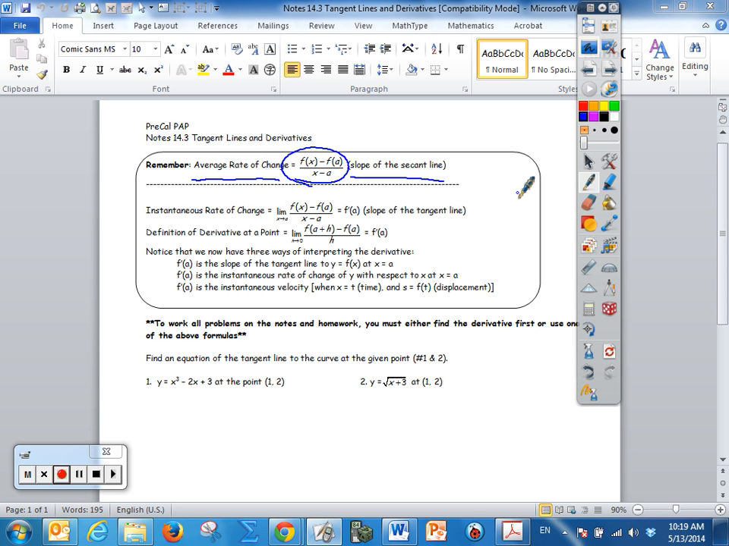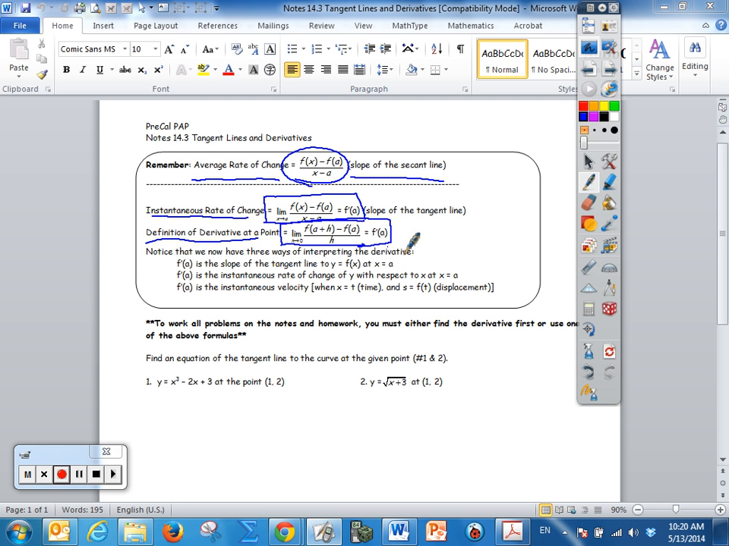There are many uses for the derivative. I've listed a few down here. We'll talk about them in just a second, but let's talk about these two concepts, instantaneous rate of change and the definition of the derivative at a point. These are two formulas. This is the definition of the derivative, and this is the alternative form of the definition of the derivative. Either one of them will find you what you want.